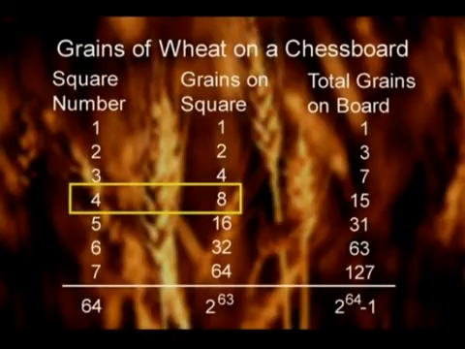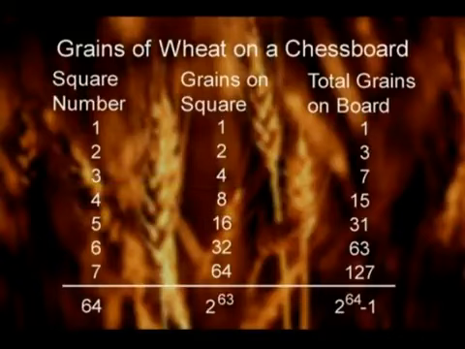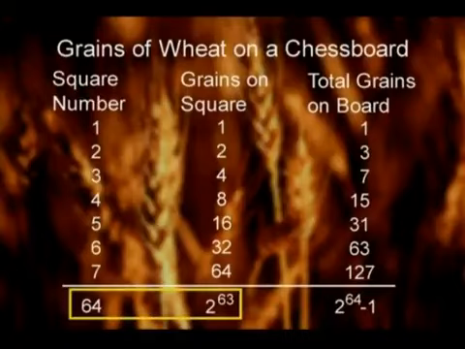Well, let's see what's involved in this. We note there are 8 grains on the 4th square. Now I can get this number 8 by multiplying 3 2's together. It's 2 times 2 times 2. It's 1 less than the number of the square. Now that follows in each case. So on the last square, I'd find the number of grains by multiplying 63 2's together.